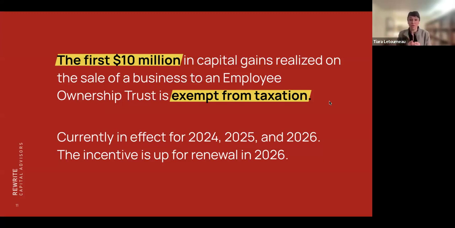And so this $10 million capital gains tax exemption is intended to say, we understand that you are taking the patience and the risk to wait to be paid for the remainder, the balance of the transaction. And so you're going to pay less tax on it. That is why this incentive is so core to this legislation and why it exists.